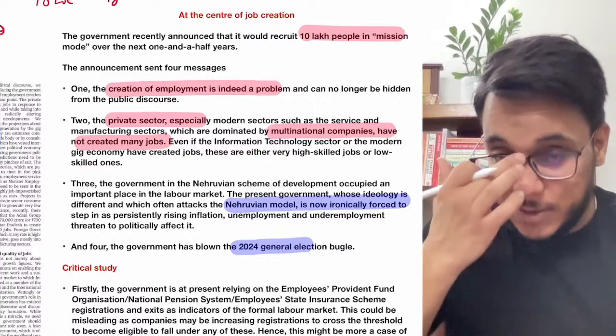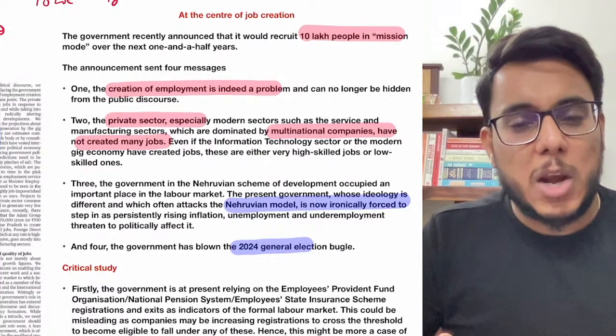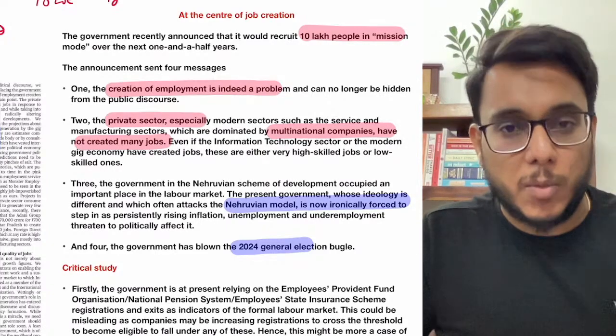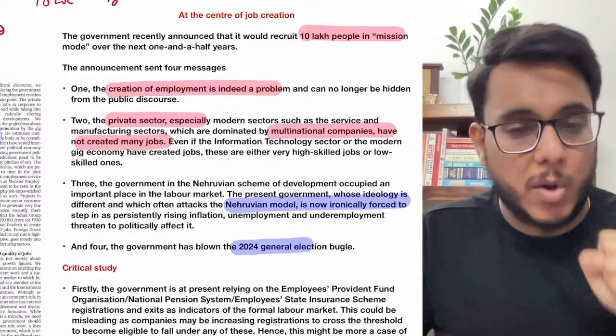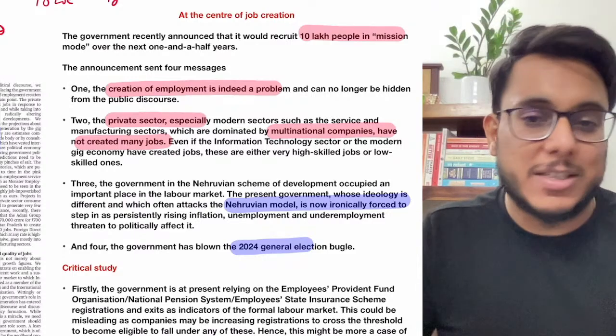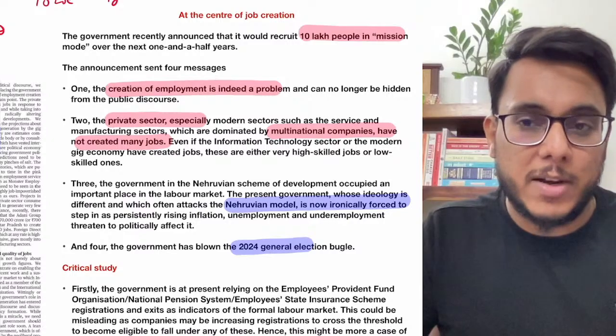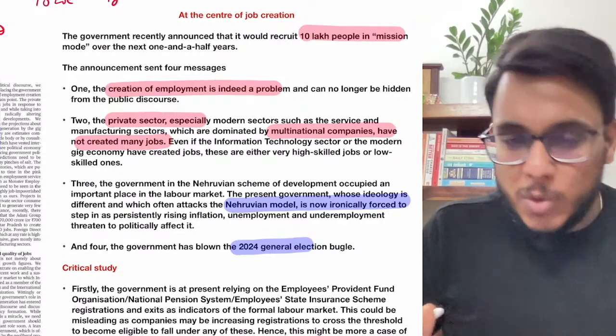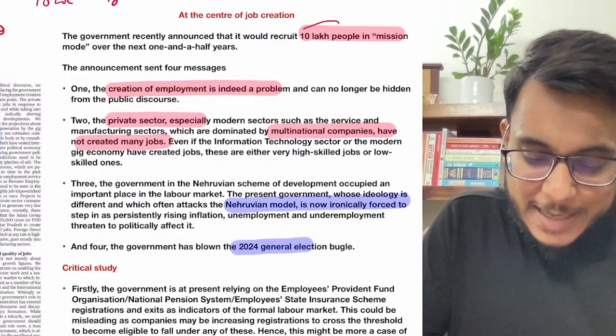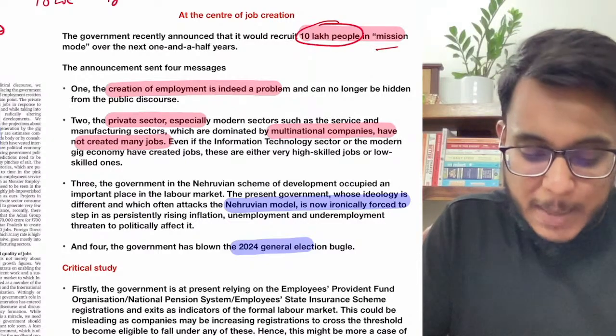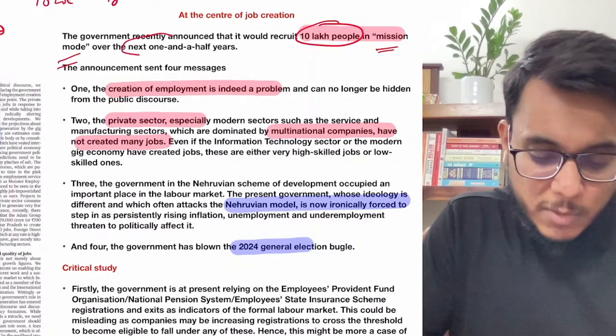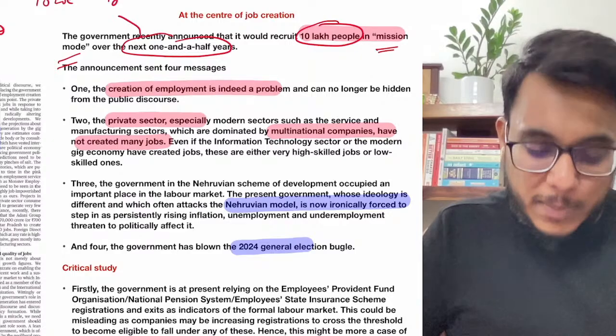So guys, first of all, in this particular article, a lot of political overtones, a lot of political references are there, which is actually not very relevant for our UPSC exam. Now, the government recently announced that 10 lakh people will be given jobs in a mission mode approach over the next 1.5 years, that is, the 18 months.